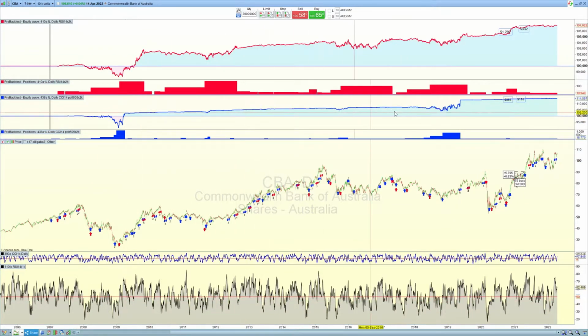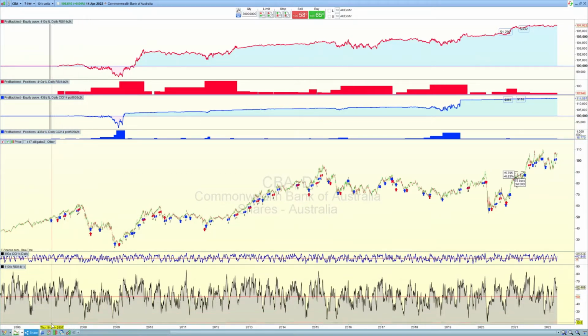This up here shows the profitability for the CCI14 strategy. This shows a profitability for the RSI14 strategy. And these show how many entries we made, how many contracts or shares we bought along the way. As you'll notice, this goes back to the start of 2007, right up till today. And today's the 16th of April, 2022.